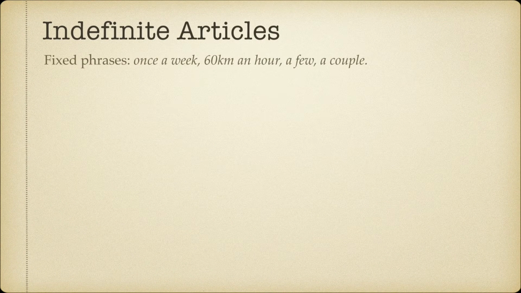Fixed phrases such as once a week, 60 kilometers an hour, a few, a couple. Because these are not specific, once a week is every week, not any specific week. 60 kilometers an hour is every hour, not any specific hour. A few is any few. It doesn't matter which ones. The same goes for a couple.